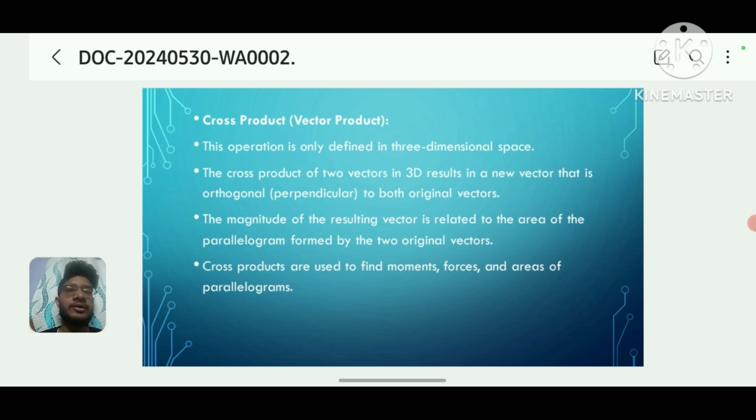Next we discuss the cross product, also known as vector product. This operation is only defined in three-dimensional space. The cross product of two vectors in 3D results in a new vector that is orthogonal, perpendicular, to both original vectors. The magnitude of the resulting vector is related to the area of the parallelogram formed by the two original vectors. Cross products are used to find moments, forces, and areas of parallelograms.